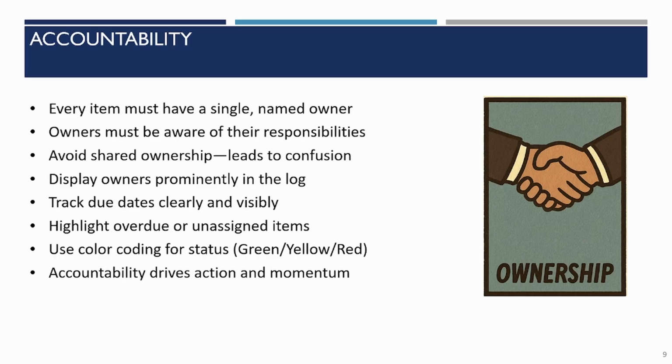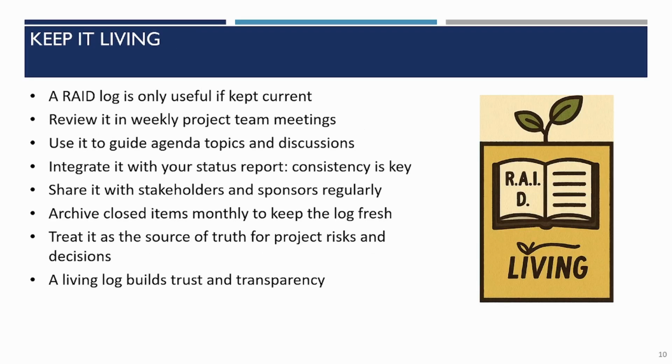Avoid sharing ownership, meaning having multiple names. That never works when there's multiple names. When everybody owns something, nobody owns it. So tracking the due dates is important for accountability, because then you're managing expectations of when something needs to get done before it needs to get escalated. And really, the accountability drives the action to make these things happen.